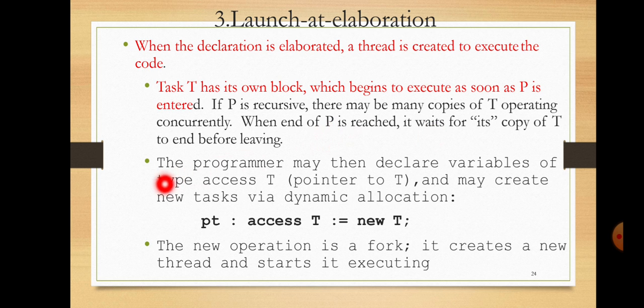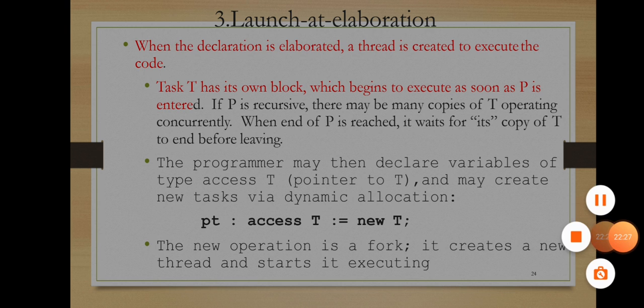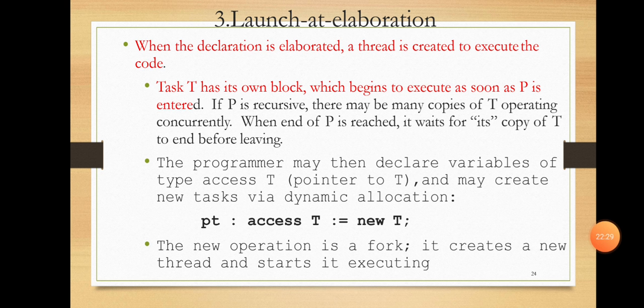The programmer may then declare variables of type T and may create new tasks via dynamic allocation. Okay, the programmer may then declare variables of the type access T and may create new tasks via dynamic allocation. So by using the new operator we can create pointers of T or we can create new threads.